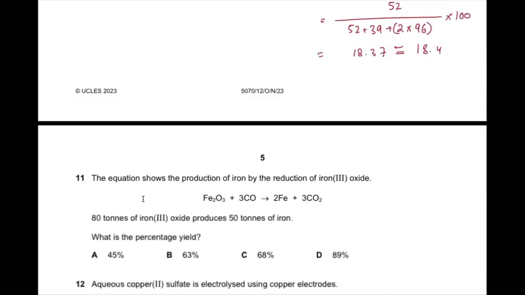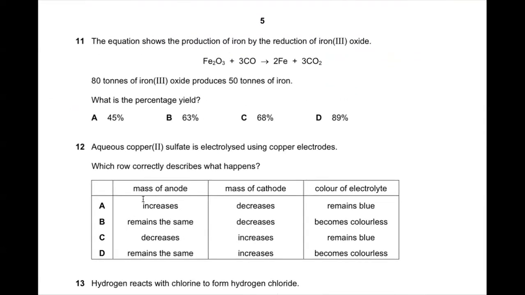Okay. Now, MCQ number 11. The equation shows the production of iron by the reduction of iron 3 oxide. 80 tons of iron 3 oxide produces 50 tons of iron. What is the percentage yield? So first we have to figure out the maximum mass of iron we can obtain from 80 tons of iron 3 oxide. So we can relate it by their masses.